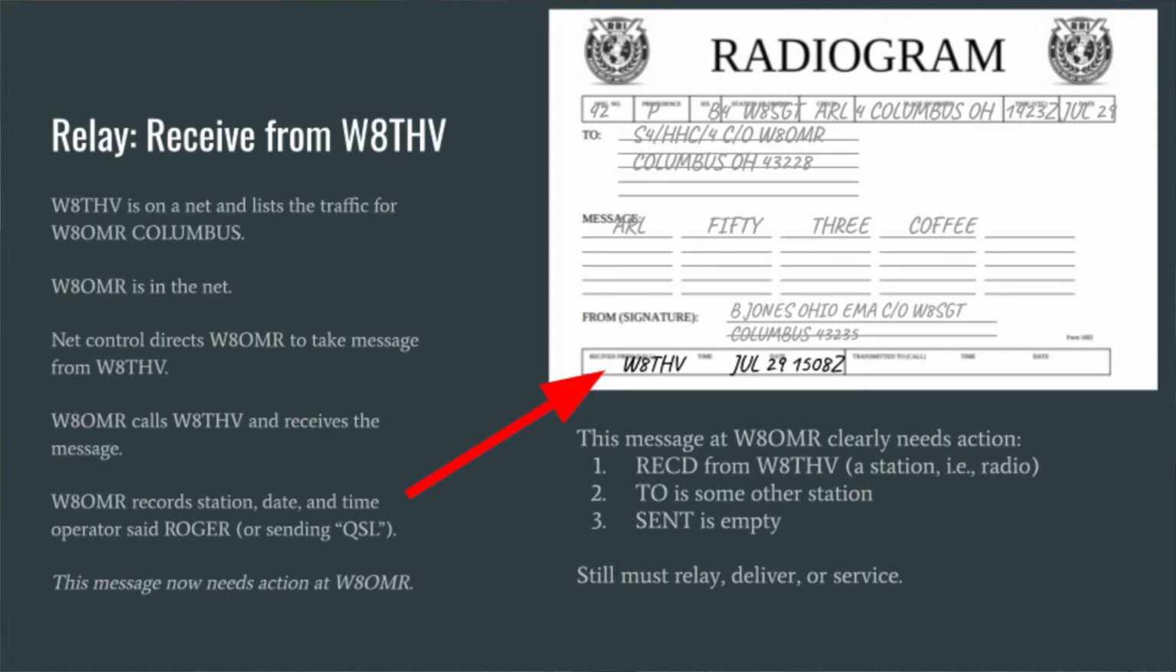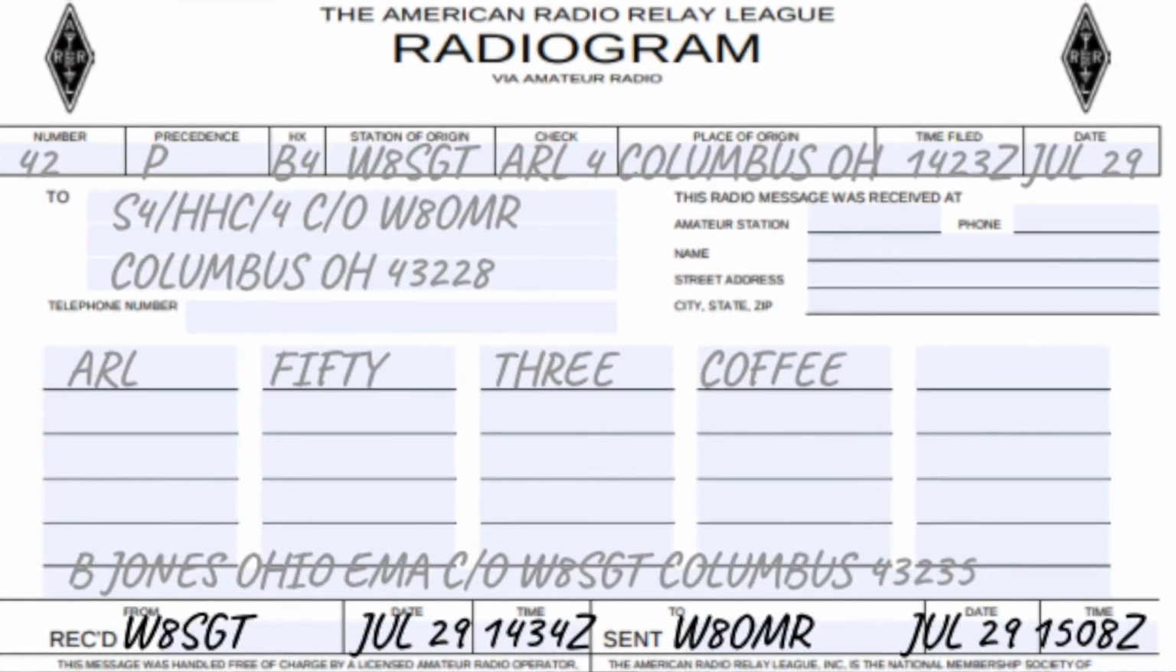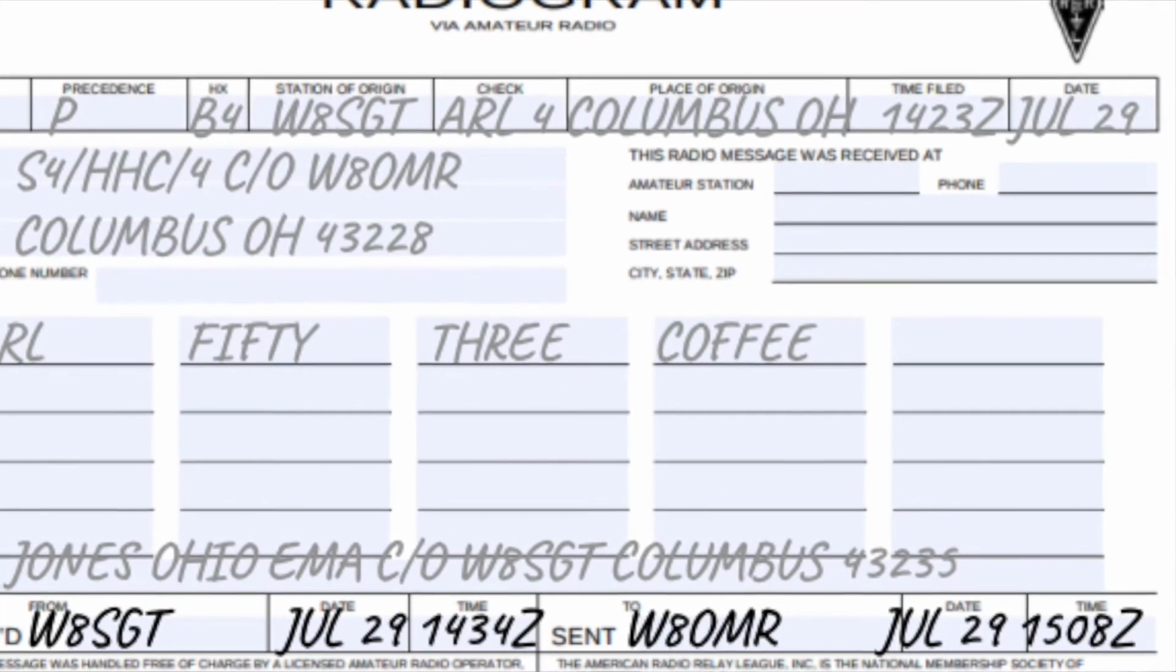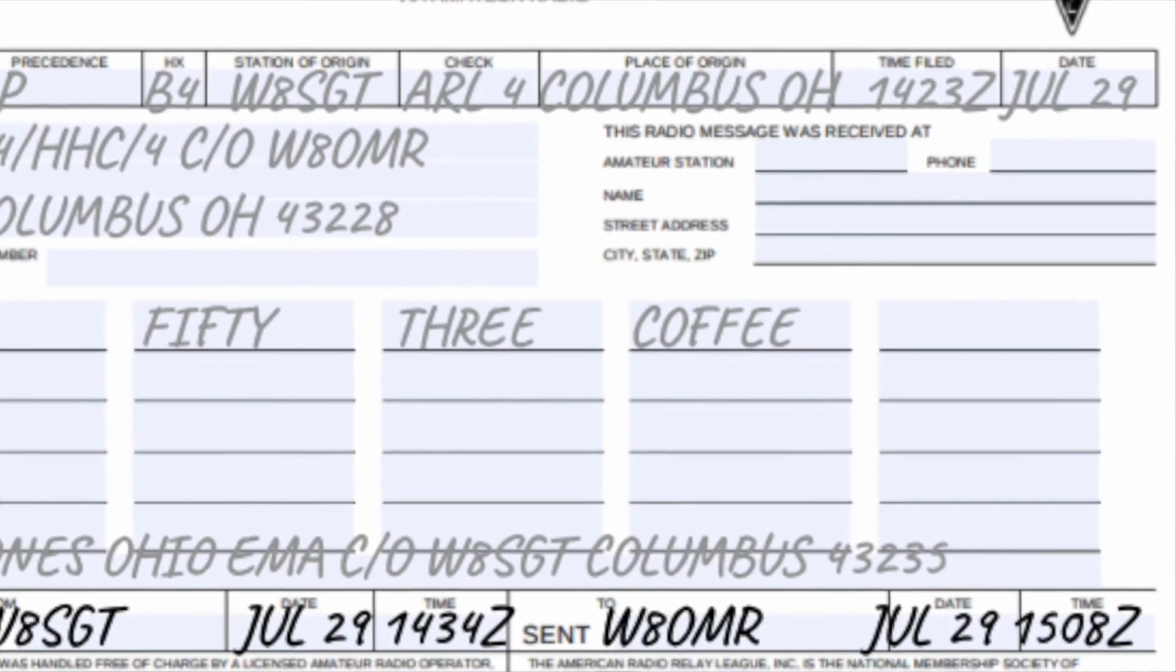The bottom left shows the station that transmitted the message and the date and time that the W8OMR operator said Roger or sent QSL. That, of course, will match the record that is in the sending station's sent box. Once again, this is a message that is going to need action once it is on our station. We have the options always: relay, deliver, or service.